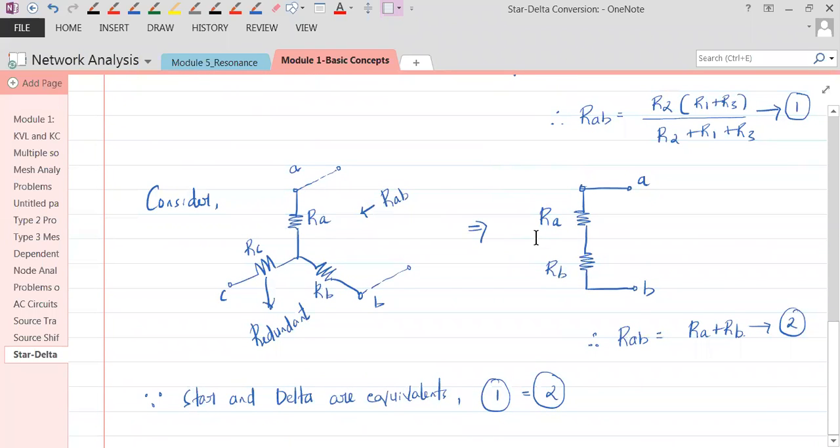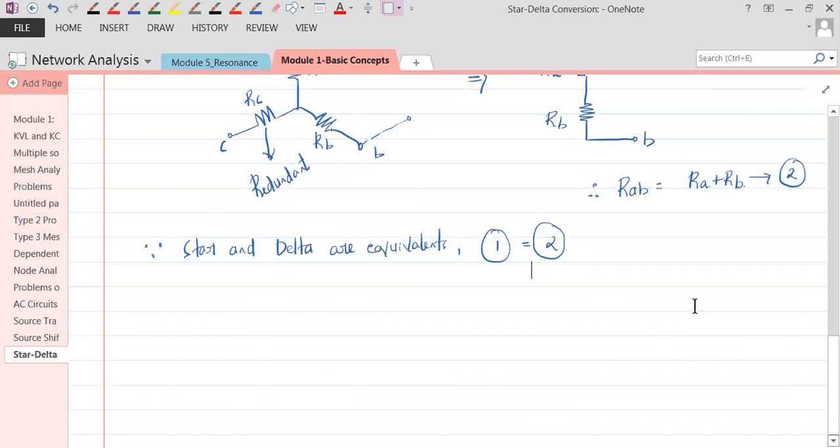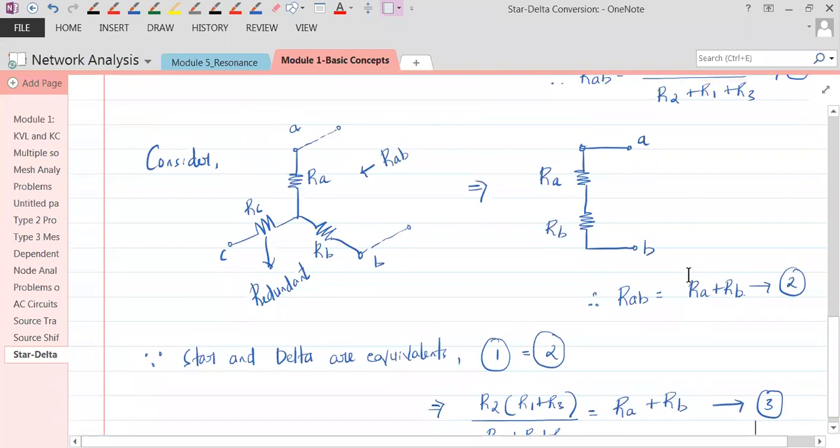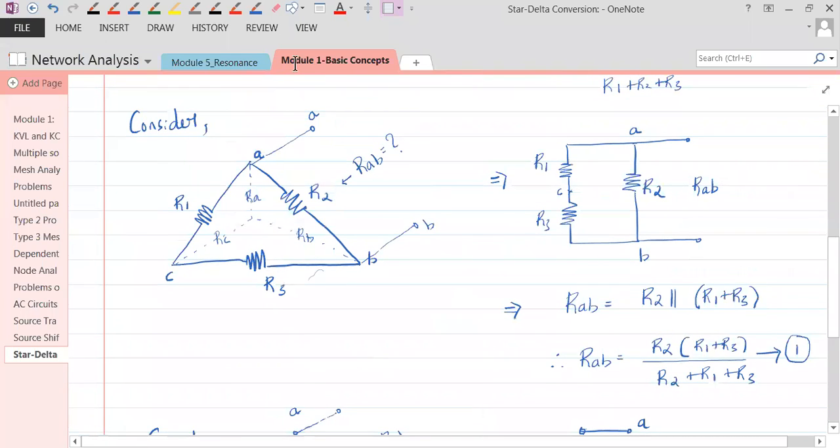So this implies R2 into R1 plus R3 divided by R2 plus R1 plus R3 is equal to RA plus RB. Call this as equation 3. Is this understood, everybody?